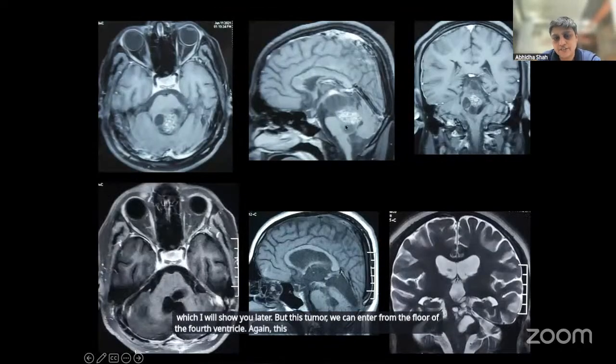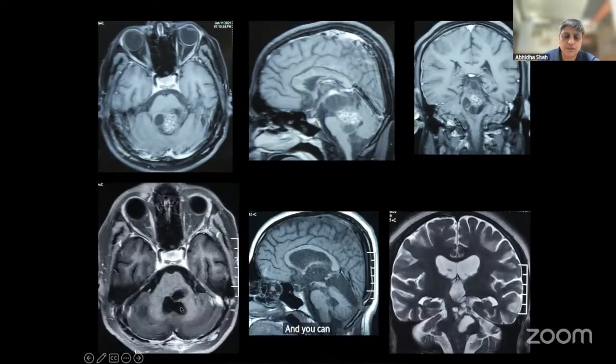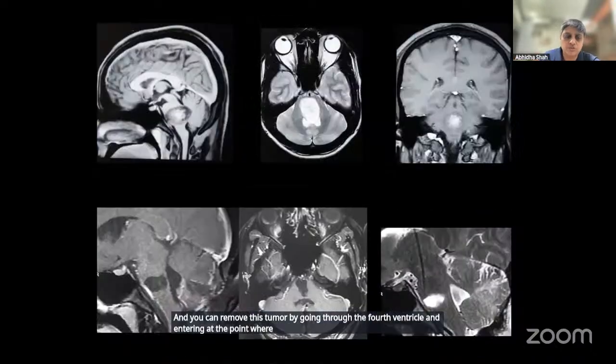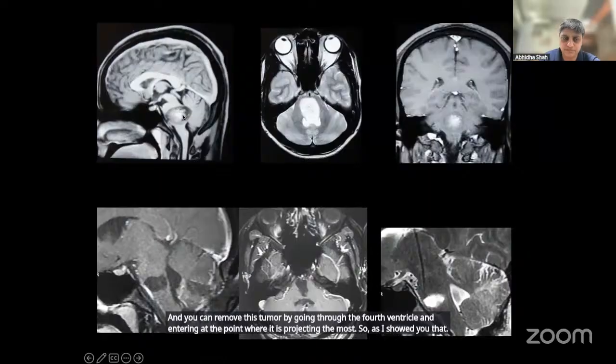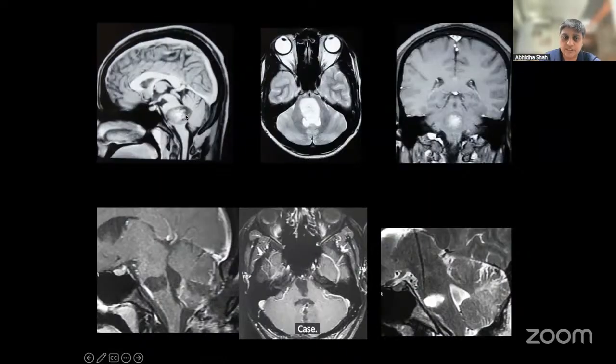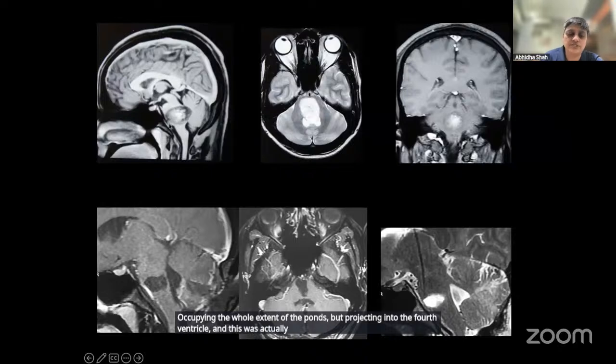Again, this is a cavernoma in the posterior aspect of the pons. It is projecting into the fourth ventricle, and you can remove this tumor by going through the fourth ventricle and entering at the point where it is projecting the most. As I showed you that case, this is again another interesting case. You can see this lesion occupying the whole extent of the pons, but projecting into the fourth ventricle. And this was actually an endodermal cyst.